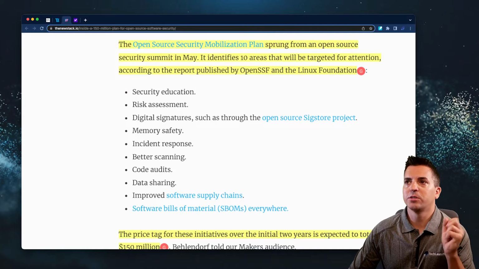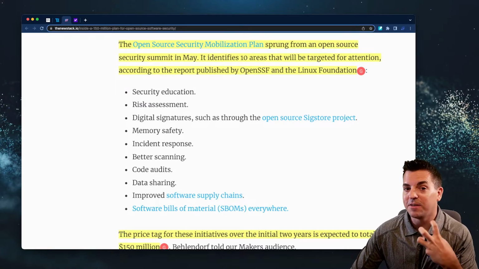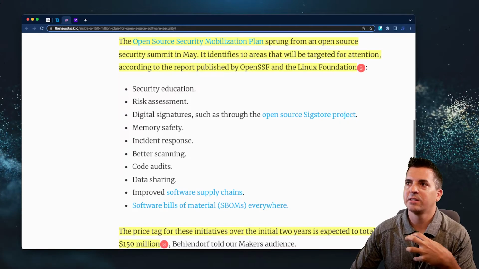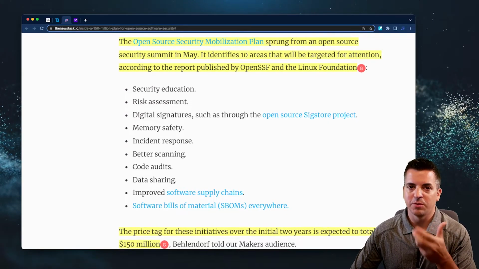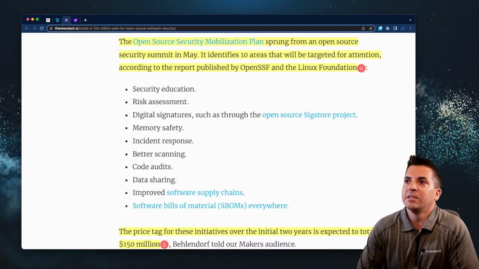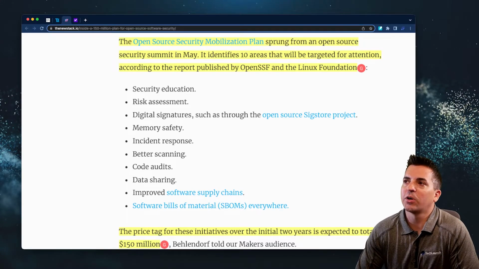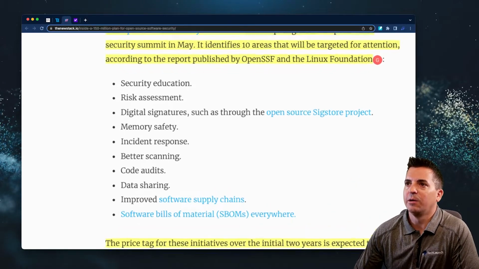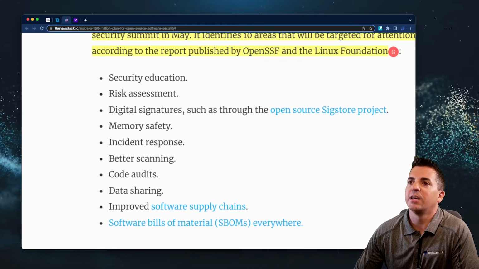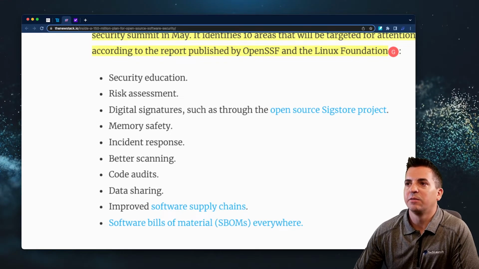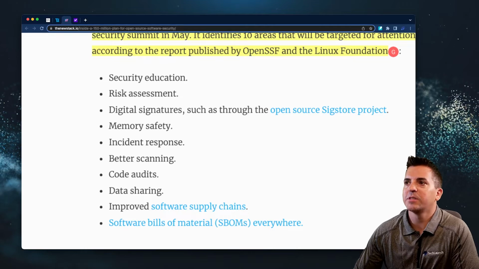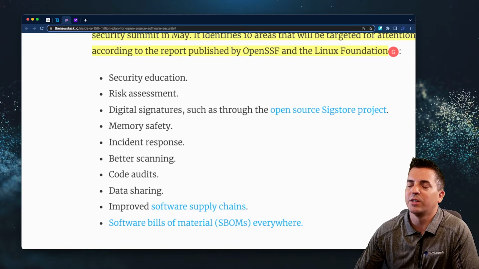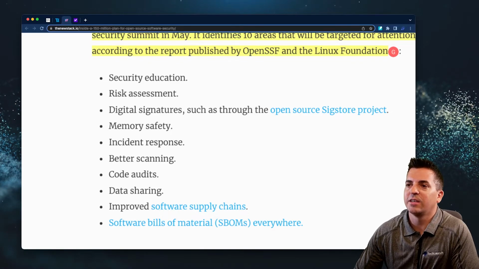The open source security mobilization plan, this $150 million commitment that came out of this event as kind of a solution to some of this big challenge, it essentially identifies 10 areas that will be targeted for attention. And so this includes the list that you can see here, a lot around education and kind of best practices versus solving some of the problems. There are some that are kind of getting into solving actual problems, but a lot of it is around education and standardizing those best practices.